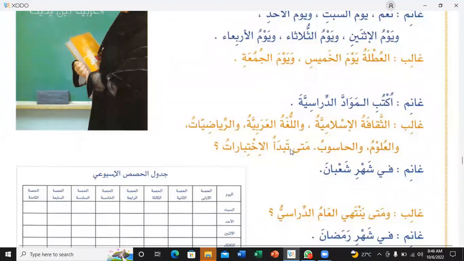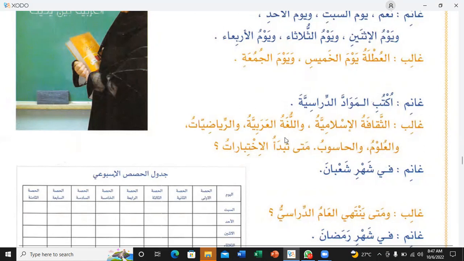الثقافة الإسلامية, that means Islamic culture. الثقافة is culture, الإسلامية Islamic. Islamic culture.